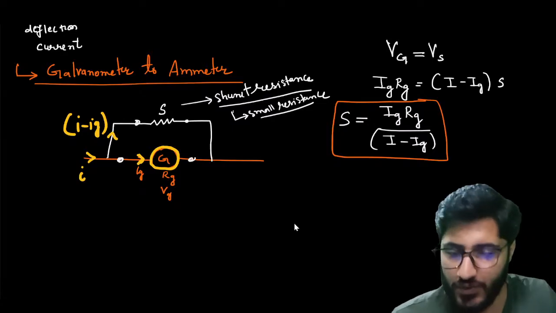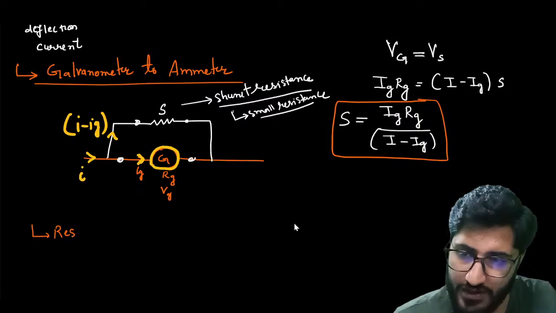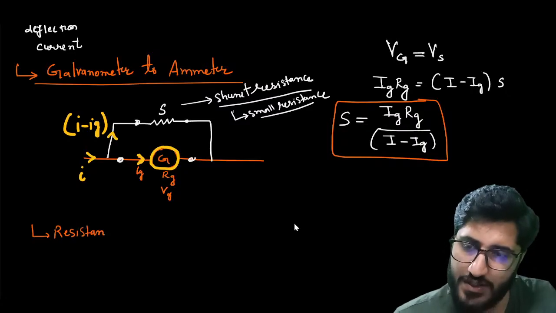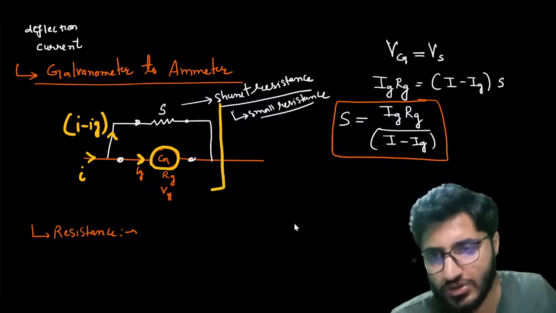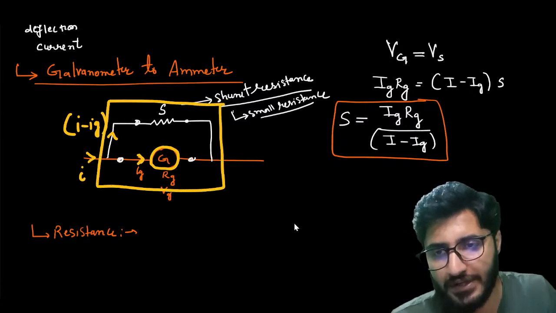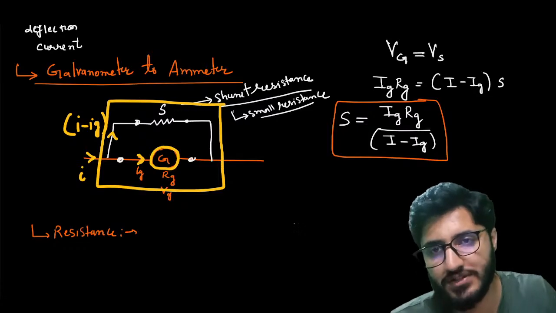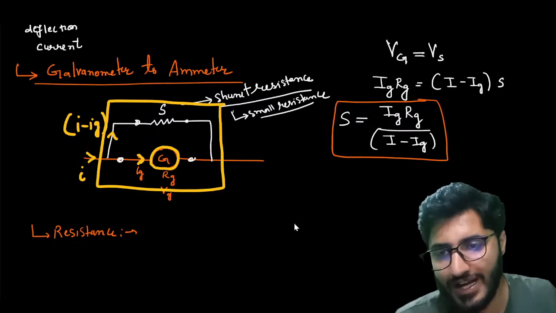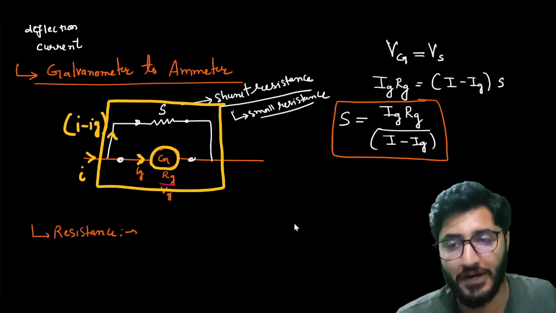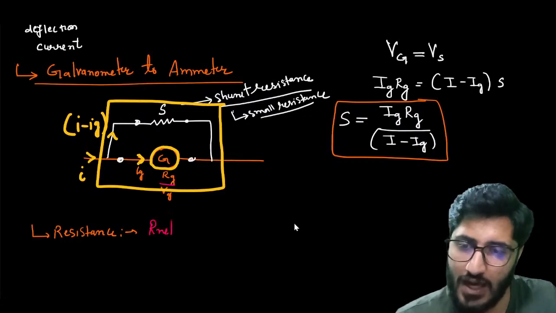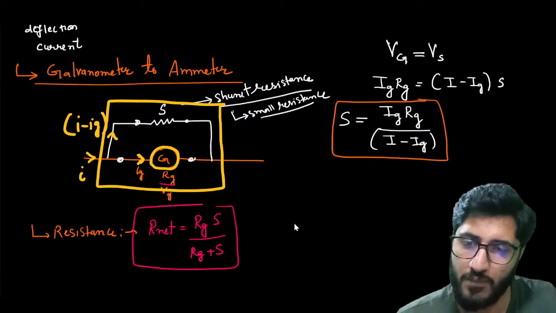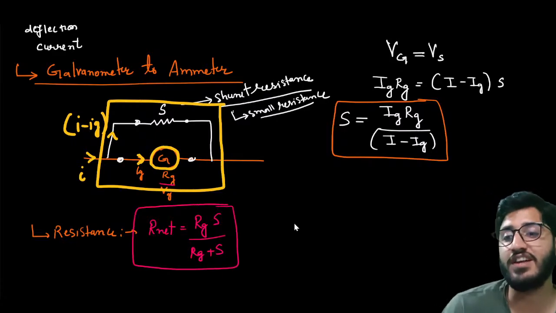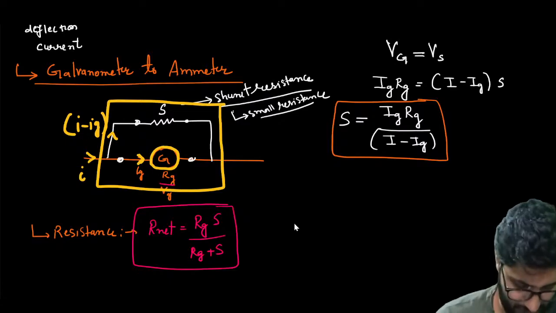If somebody asks you what is the resistance of the ammeter? Look, this yellow box is the ammeter. It has two resistors, G and S, or Rg and S. Both are in what? Parallel. So what will be the R net? R net will be Rg into S divided by Rg plus S. This will be the net resistance of your ammeter. This is very easy, no, beta?